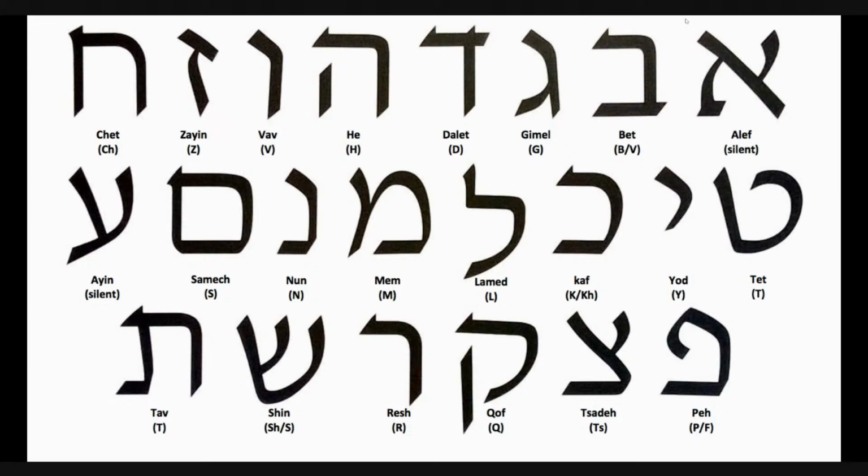So the first letter is kuf. The second letter is shin, the pointy one. Then aleph, yod, tet, lamed, yod, hey.